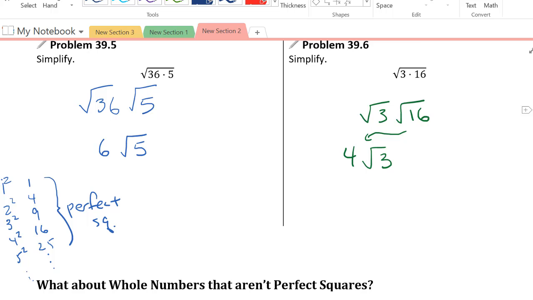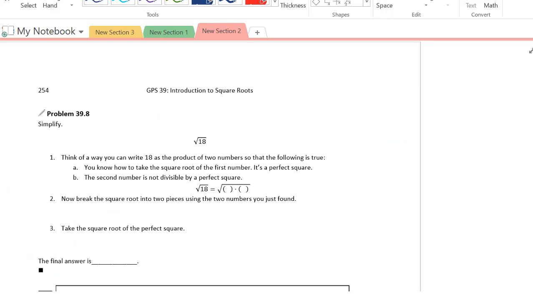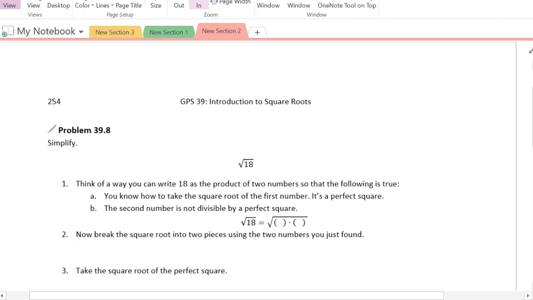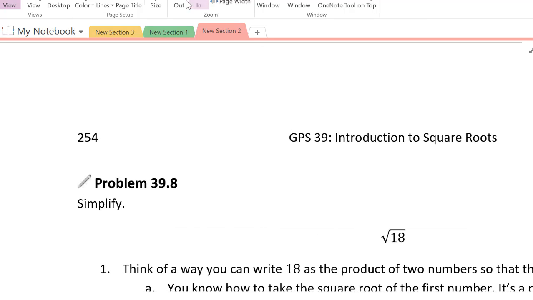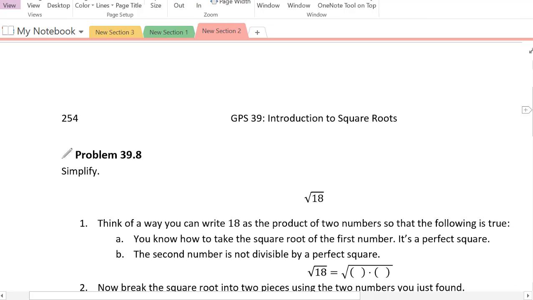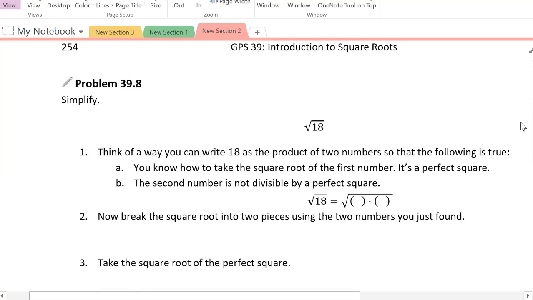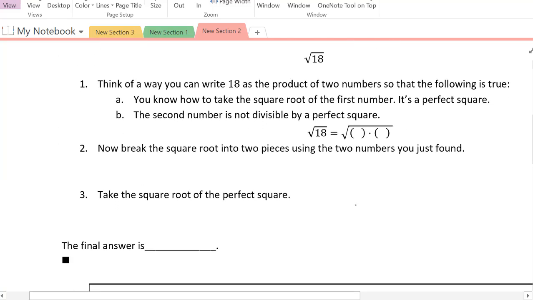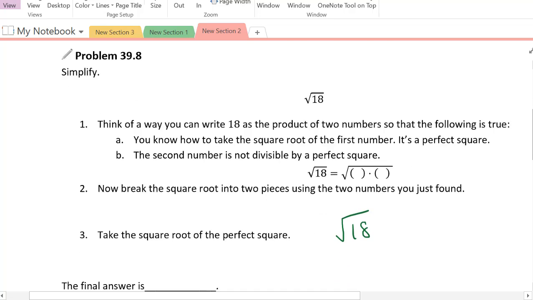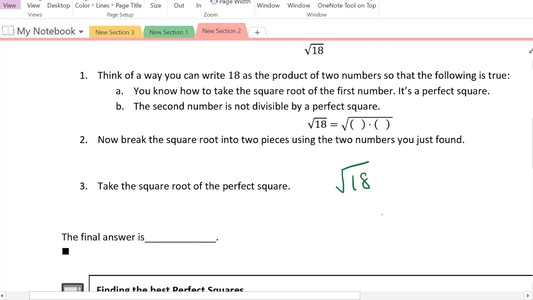All right, let's look at the next one. In this example, we have radical 18. Now we're going to talk about how to simplify square roots. The way we simplify a square root is, 18 is not a perfect square, right?